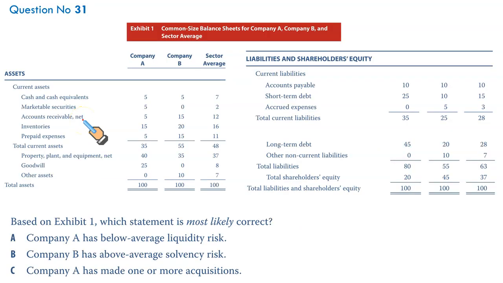Now a bigger one. We have been given two companies' balance sheets and the sector average. These are all common-sized balance sheets for Company A, Company B, and the sector average. Let us see what is needed first, and accordingly we look at the data given. It says, based on Exhibit 1, which statement is most likely correct? Company A's liquidity is below average liquidity for the whole sector. Comparing Company A liquidity with the sector average liquidity.